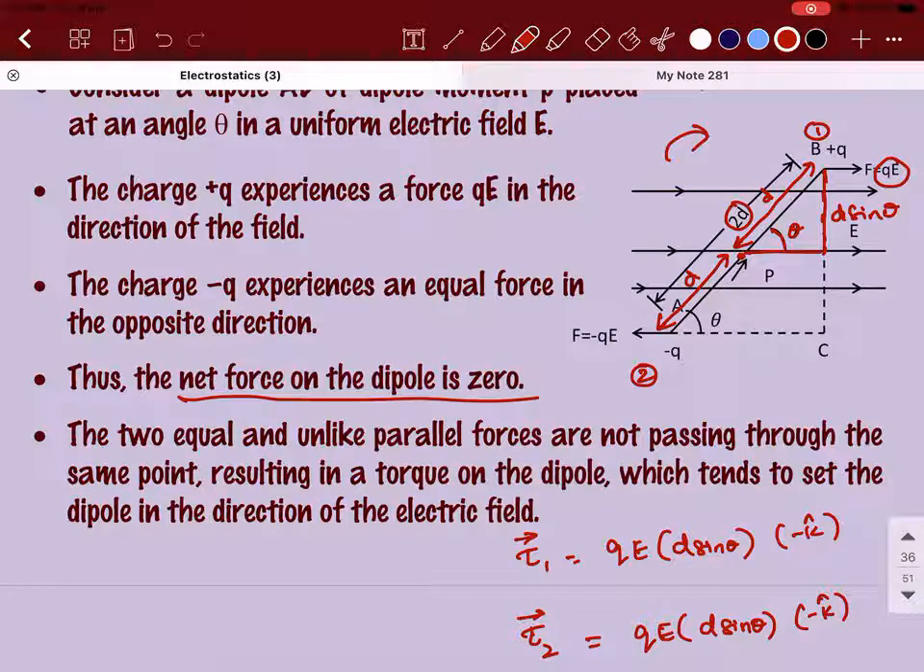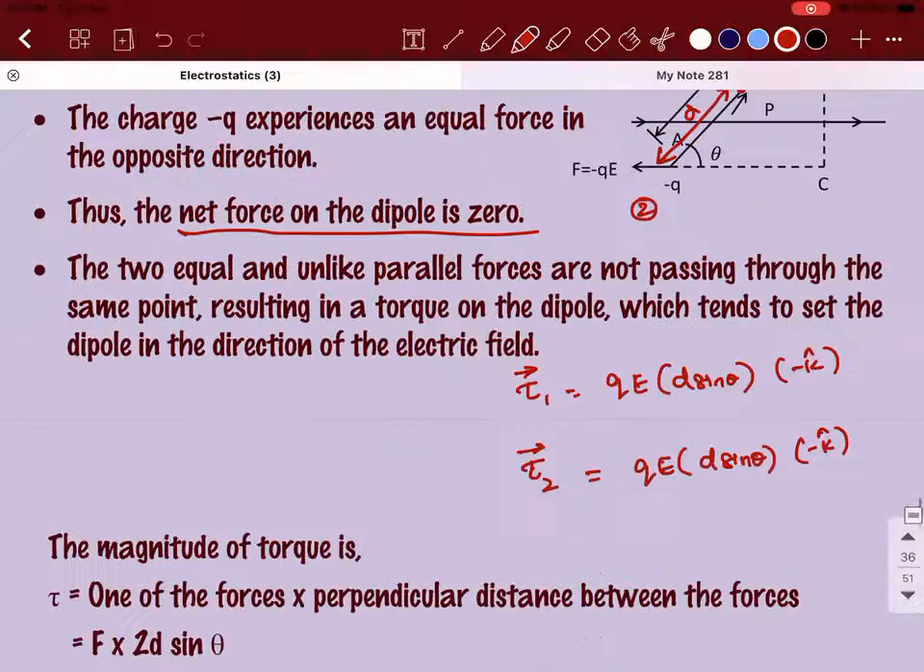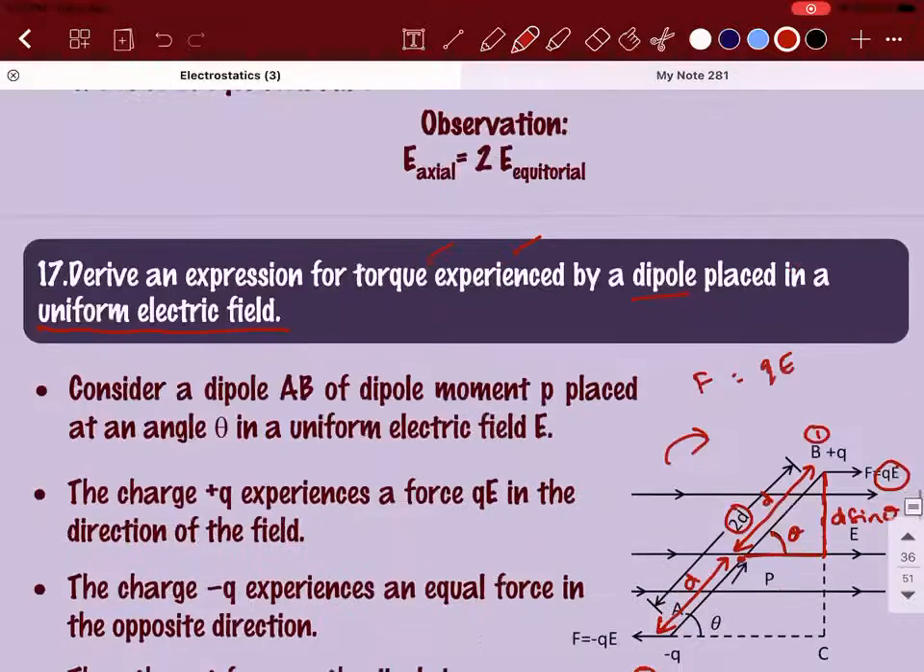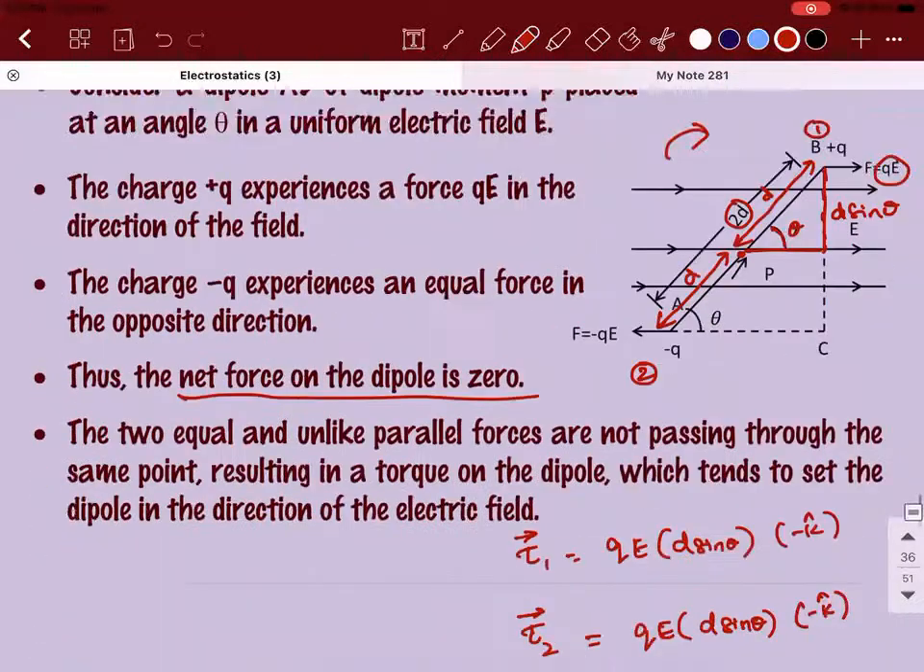Whereas in the case of torque, both the forces are supporting each other to put the whole system into a clockwise rotation. This is a very, very important point. That is the reason why the net torque is a non-zero value, and the reason why we are trying to derive only torque and not force.